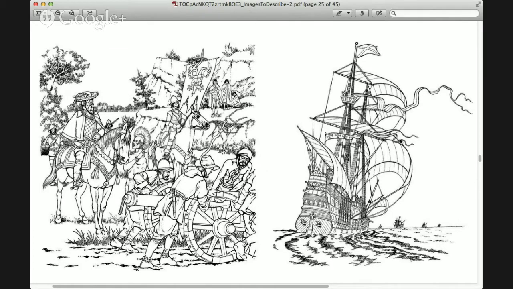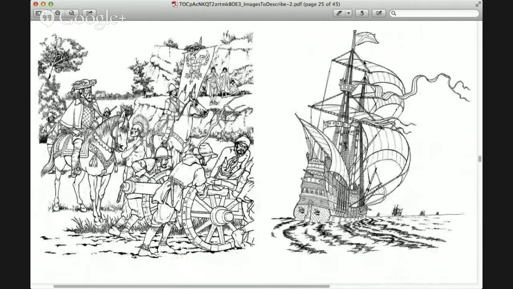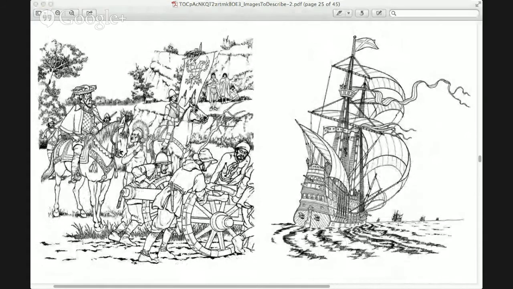You can see on the screen the first picture is Spanish conquistadors. So you'll look at it, describe it, and we'll learn some new vocabulary.